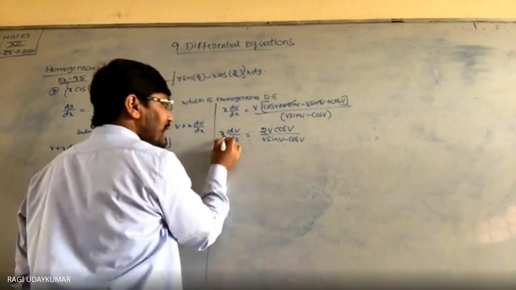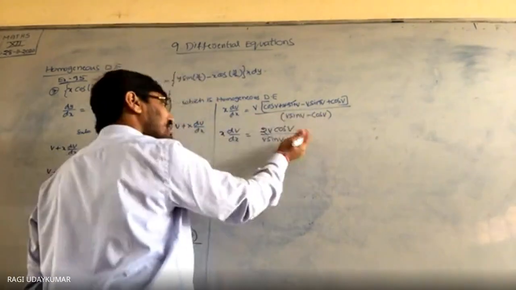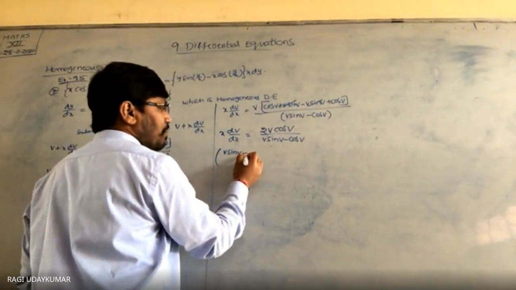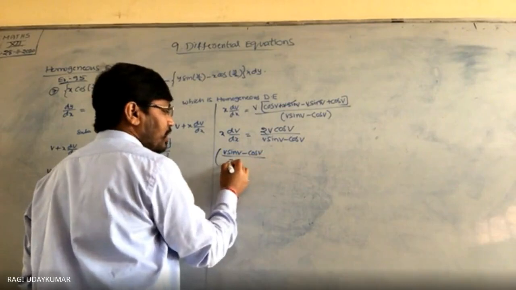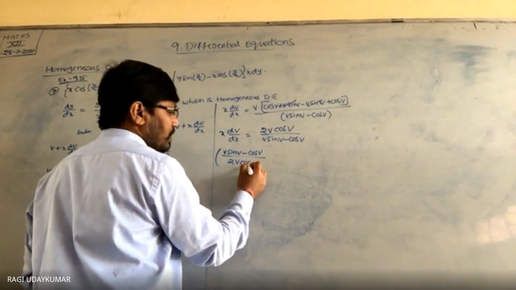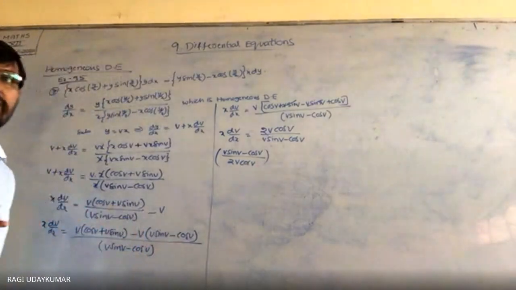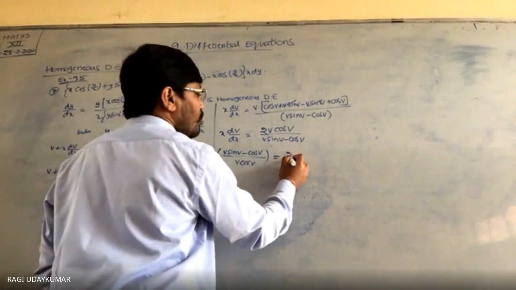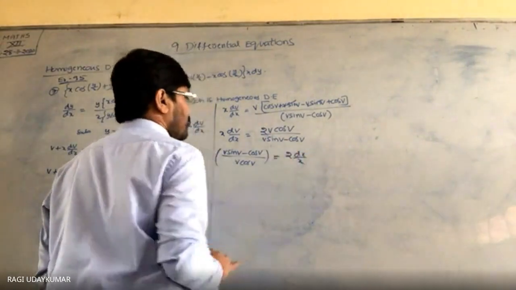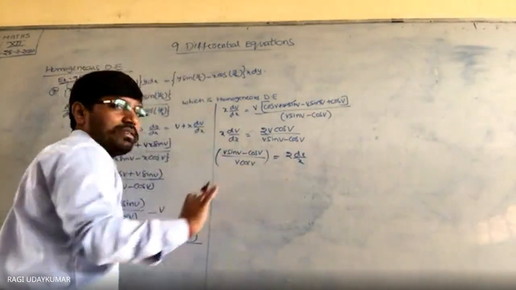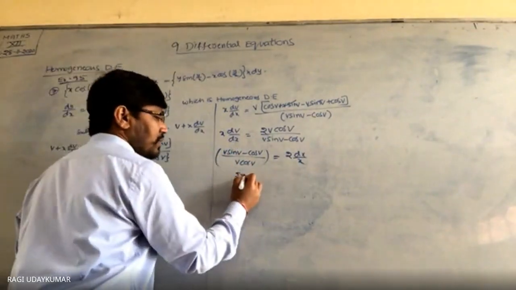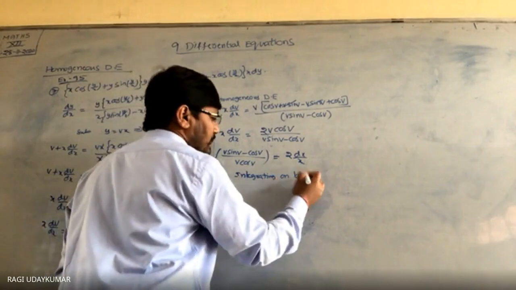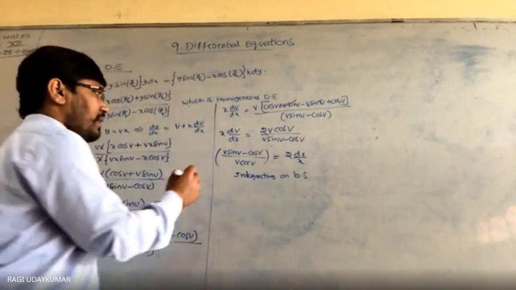Now what to do here? dx by x goes to the right side, and this comes to this side. So what do you get here? v sin v minus cos v by 2v cos v. If you want, you can keep the 2 there itself: 2 dx by x. This dx by x goes to the right side. Now integrating on both sides.